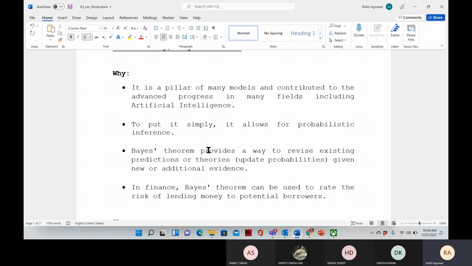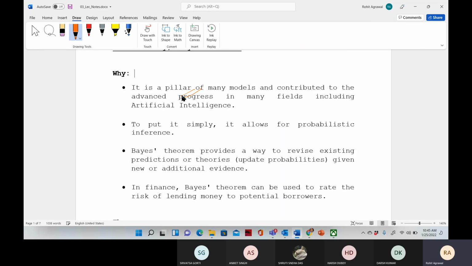Clear. So see, Bayes theorem is just a conditional probability, and if you see the mathematics of different types of learning algorithms, you will see there is a probabilistic model behind most of them. So you can say it is the pillar of many learning algorithms, or you can say the pillar of the field of artificial intelligence.